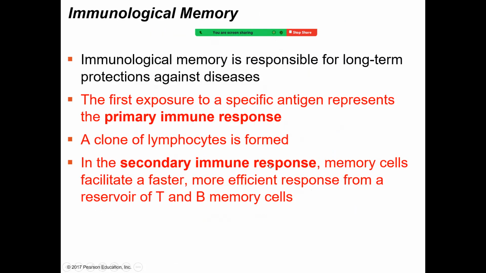And the second time that your body sees the same specific antigen, we now have a secondary immune response. These memory cells that have been formed from the first time create a faster and more efficient response of your adaptive immune system because of the T and B memory cells that are still floating around from the first time that you saw this particular antigen.